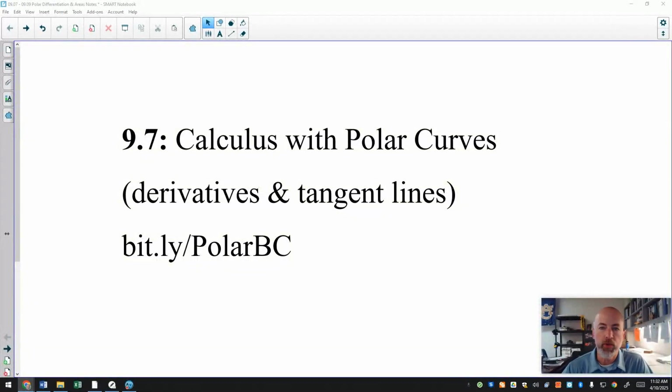In this lesson, I'm going to talk to you about polar curves and calculus as it relates to AP Calculus BC. This is topic 9.7 in the official AP Calculus curriculum.